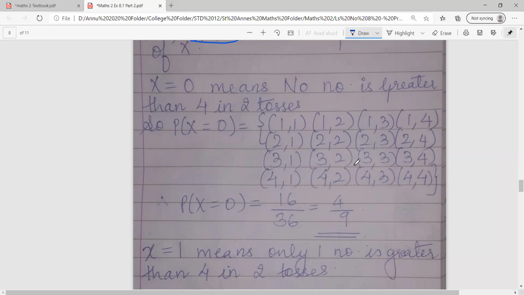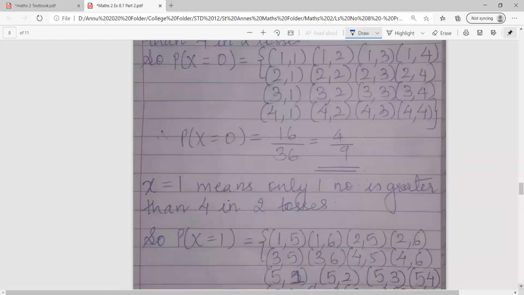So the outcome you can write is 1, 1, 1, 2, 1, 3, 1, 4. 2, 1, 2, 2, 2, 3, 2, 4. In the similar manner, 3, 1, 3, 2, 3, 3, 3, 4. And 4, 1, 4, 2, 4, 3, 4, 4. So by putting the formula n of A upon n of S, 16 outcomes are there divided by 36, which on reducing gives you 4 by 9.